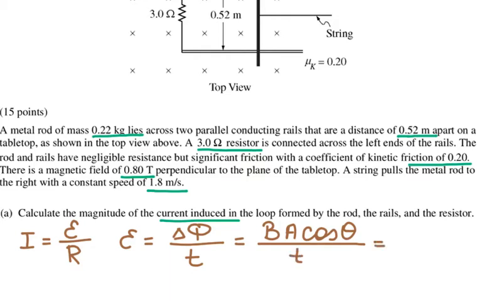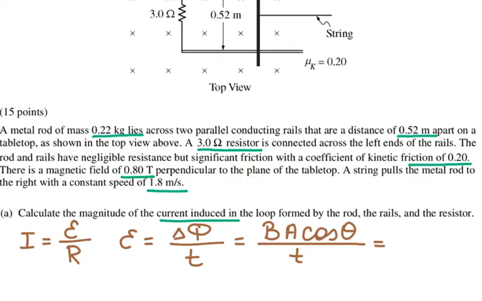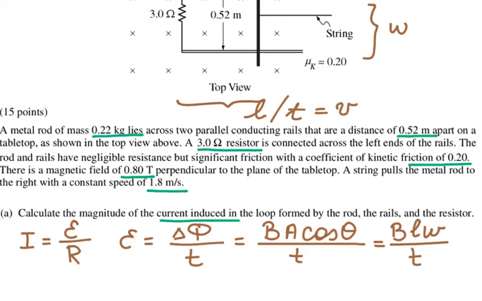Our magnetic field is perpendicular to the surface, and so is the normal to the surface, so they are parallel to each other. That means there is a 0 degree angle, and cosine of 0 degrees gives you 1, so I don't have to write this one. And the area through which the magnetic field is coming is the length times the width. So I have B times L times W, over the time. L over T is going to be the velocity at which the rod is moving.